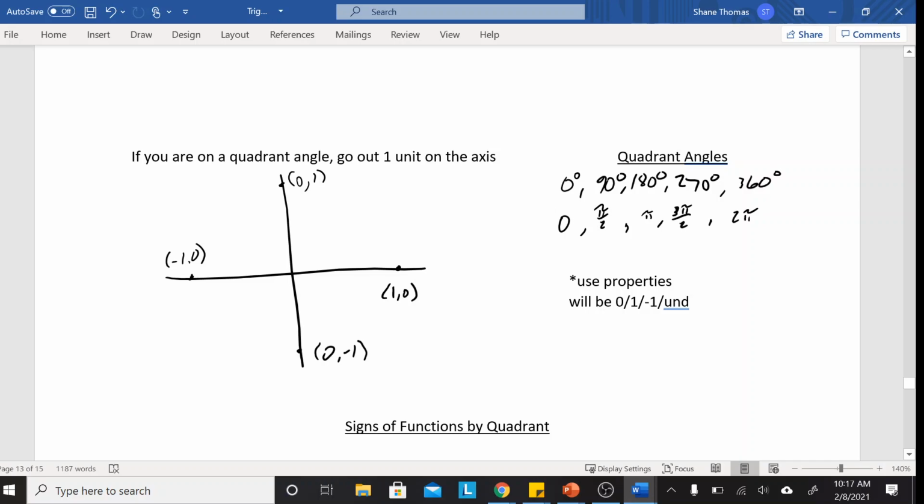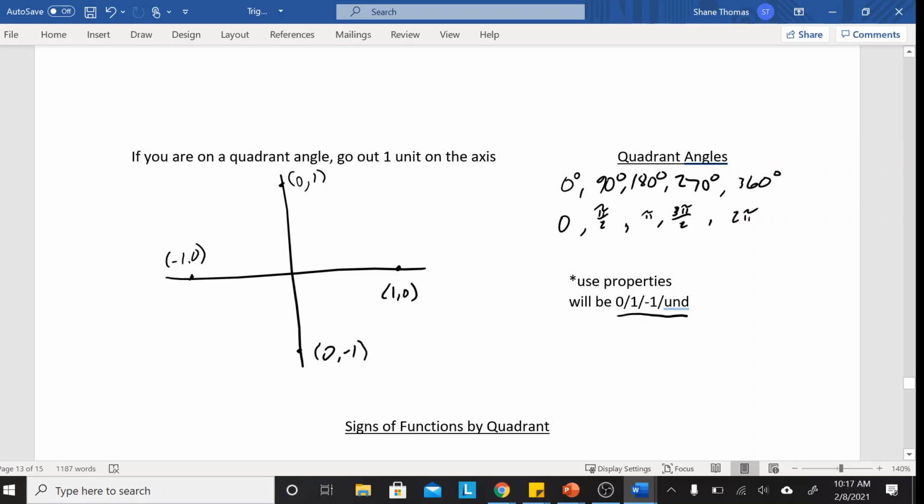Well, y is 1. R would be 1 as well. So the sine of 90 degrees would just be 1. Okay, what you're going to end up having is anytime you do one of these for a quadrant angle, no matter what the trig function is, these are your only options for your answers: 0, 1, -1, and undefined.